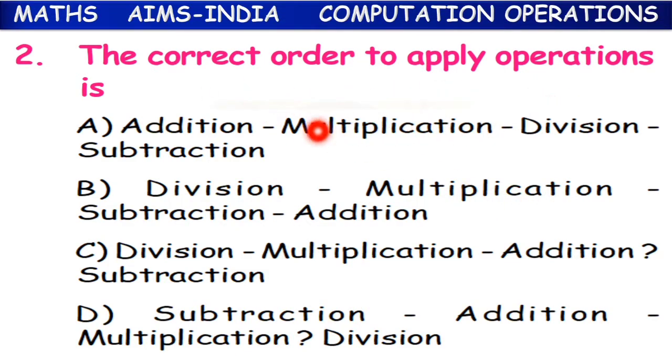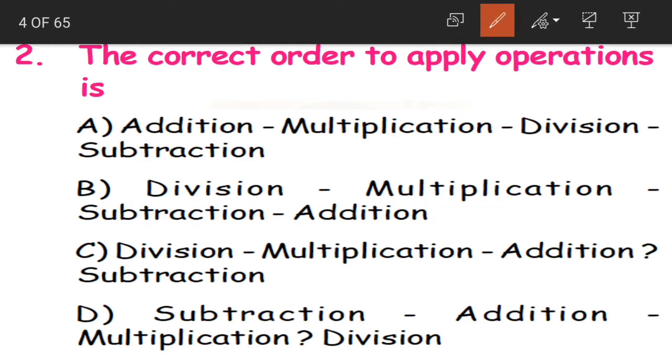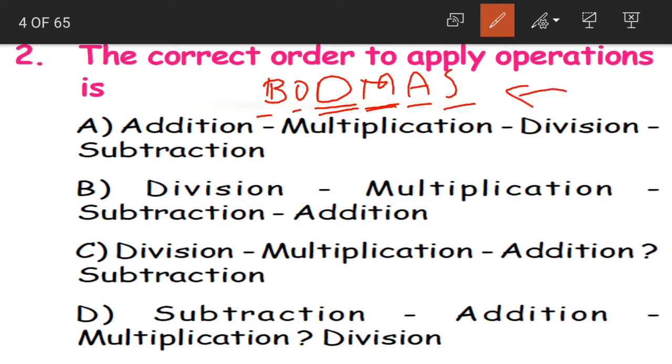Coming to question number 2. The correct order to apply operations is. Now children, how can we know in which order to apply the operations? BODMAS. Yes, BODMAS. Now here, see, bracket of division, multiplication, addition and subtraction. So this is the order in which we need to apply operations. Now let us check which option is the correct one. Addition, multiplication, division, subtraction. AMDS. Yes, so it is wrong.